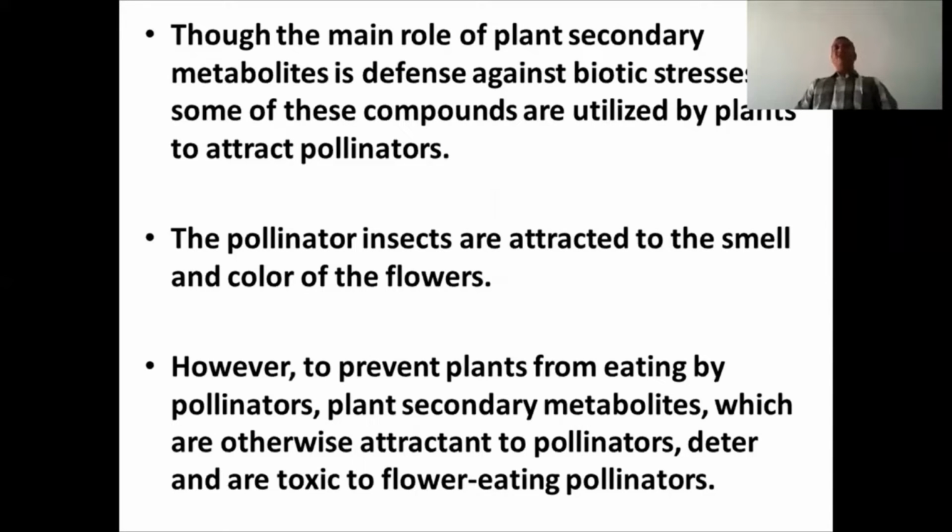The secondary metabolites have a dual role. One is attraction, the other is deterrence. So pollinator insects are attracted by the smell and color of the flowers. These colors and the smell both come under the secondary metabolites, which help the plant to attract the insects and get its fertilization process done.